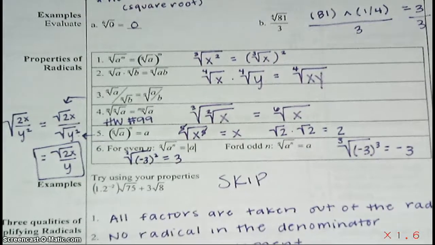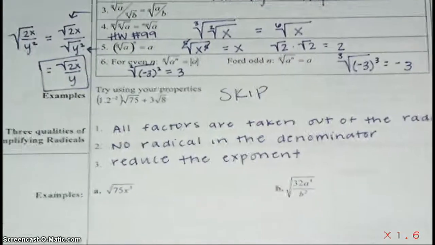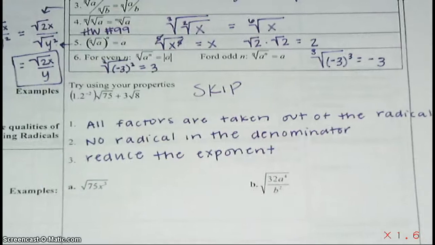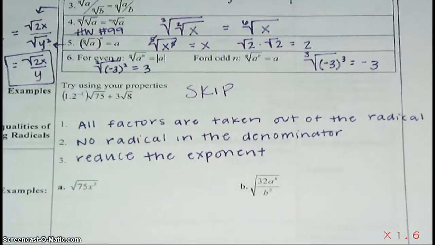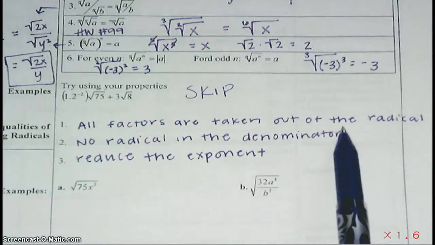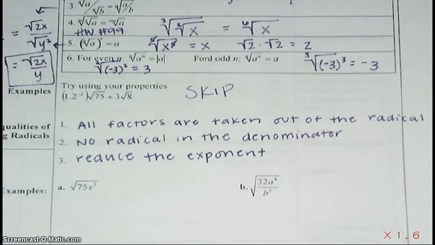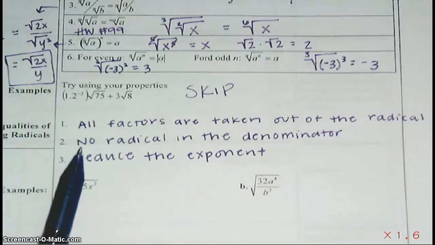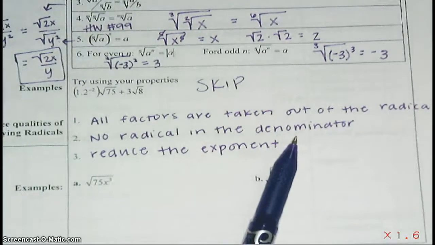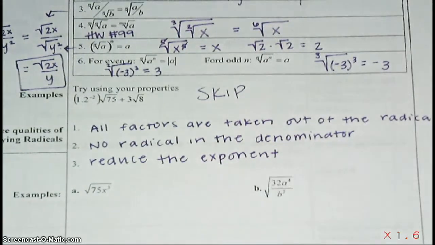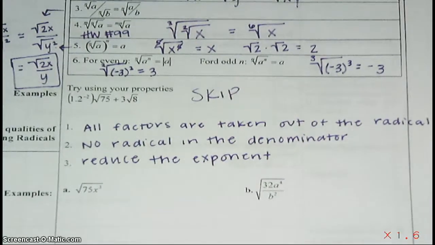This next part we're going to skip, and you can maybe pause the video to write these down, but there's going to be 3 qualities of simplifying your radicals. The first one is that all your factors are going to be taken out of the radical. This is going to go back to that prime factorization that we talked about in the last section. Part 2, make sure that no radical is in the denominator. In order to get the radicals out, we're going to have to use the conjugate to rationalize the denominator. And then part 3 is just to reduce the exponent, and that's going to be the last part of the notes. All right.